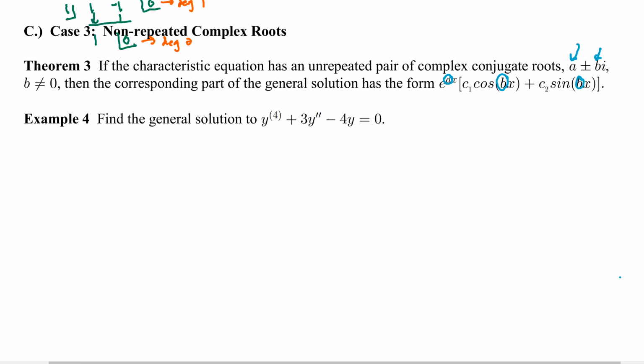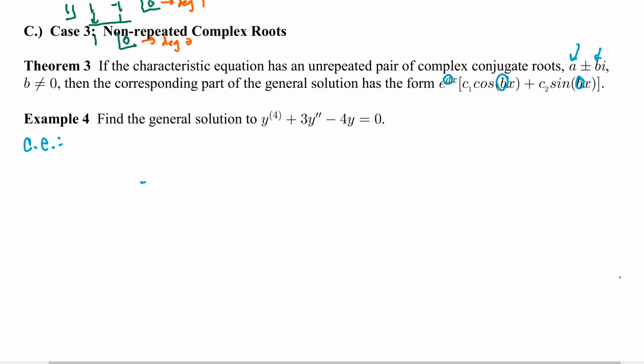We're just learning the process. If you're interested in the derivation, you can certainly read through the textbook. So let's do example 4. Find the general solution to, we've got a 4th order linear homogeneous differential equation with constant coefficients. It's got a big long description, but it's got a relatively simple solution.